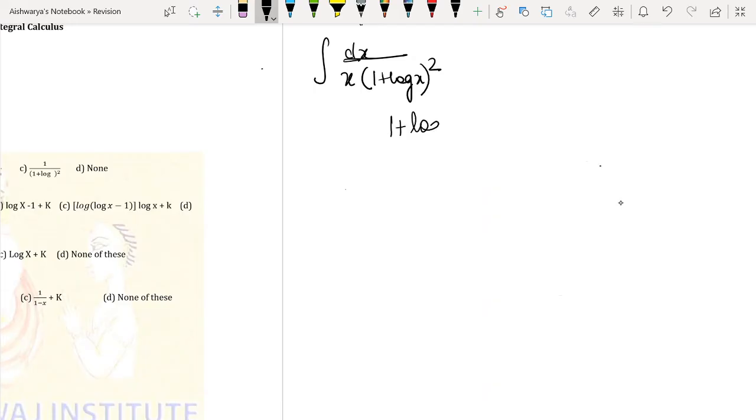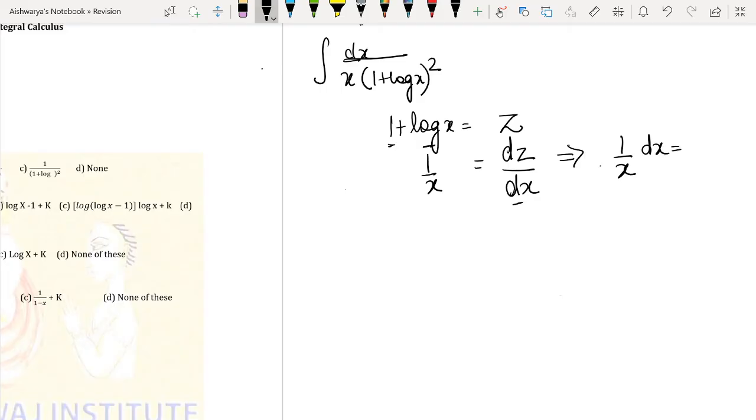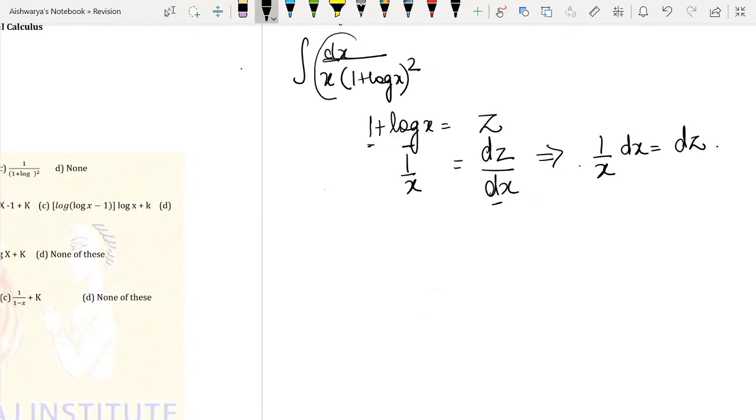So 1 plus log x, I am going to say is some z. Okay, when I differentiate, dz by dx, 1 will become 0, log x will become 1 upon x. This will further become 1 upon x is dx. I will take it to the left hand side. This is equal to dz. Okay, so I have dx by x here, which is what I got here. So that portion I will replace with dz.